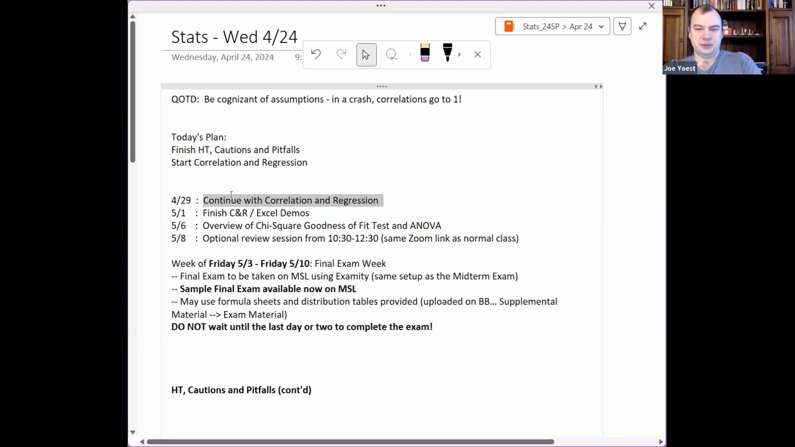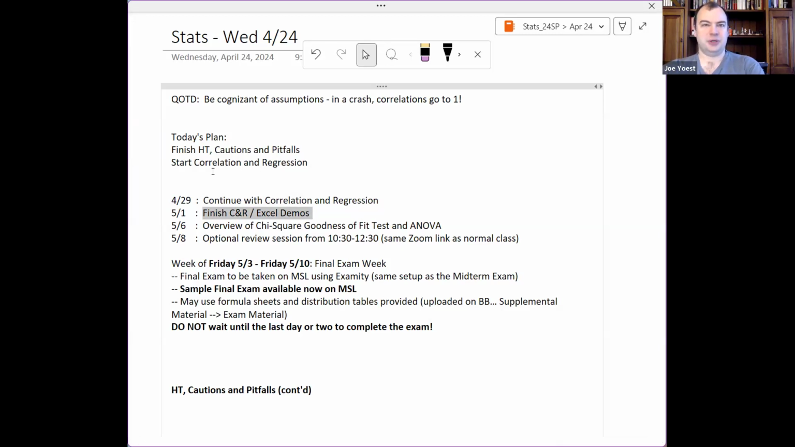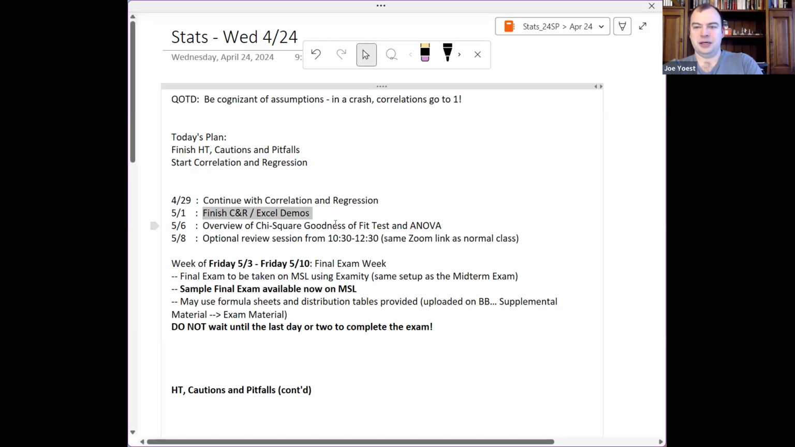Then next week, continue with correlation and regression, then finish correlation and regression and do some Excel demos for correlation and regression. Perhaps start chi-squared goodness of fit or test for independence. And then Monday the 6th, we do have a normal class meeting, and there we'll continue our overview of chi-squared goodness of fit, chi-squared test for independence, and ANOVA.